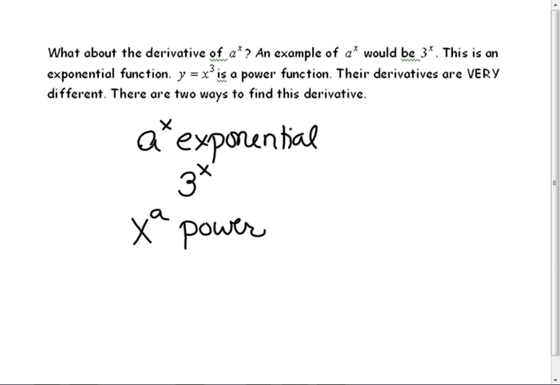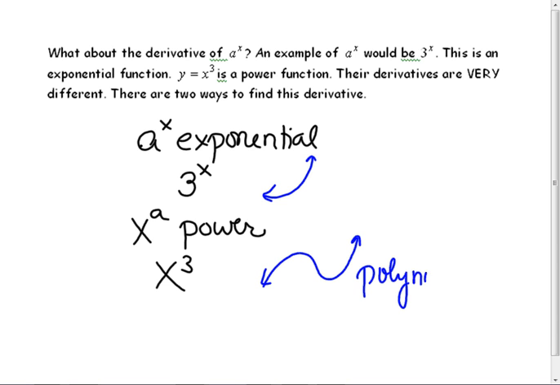For instance, if I switch these, this is x cubed. They have very different graphs. 3 to the x is going to look like this. And x cubed, especially if I have middle terms, is going to look something like this. This is a polynomial, and they behave differently. Their derivatives are different. You can't use the power rule with an exponential. You'd like to, but you can't. Some of you will still try. So we're going to try and figure out how to find the derivative of a to the x.